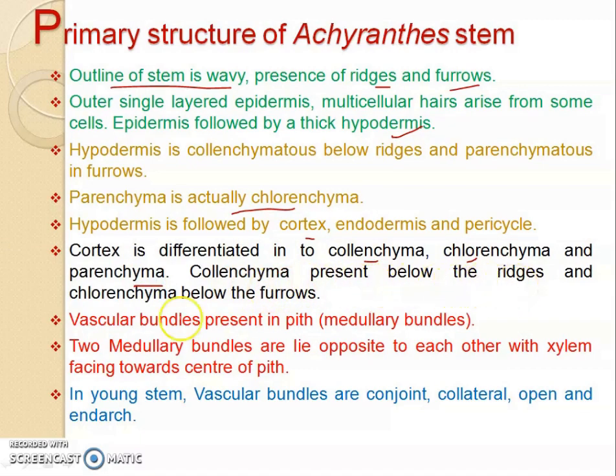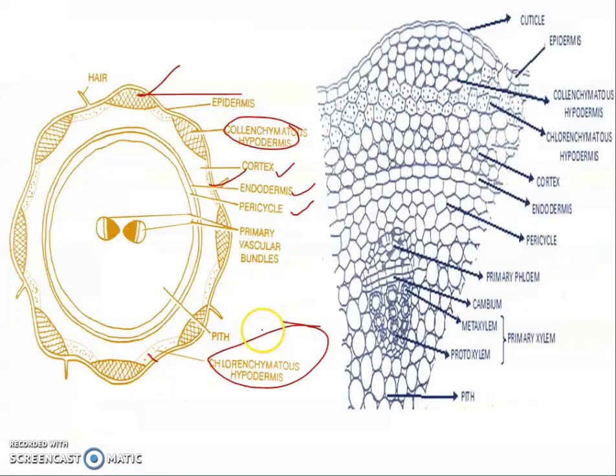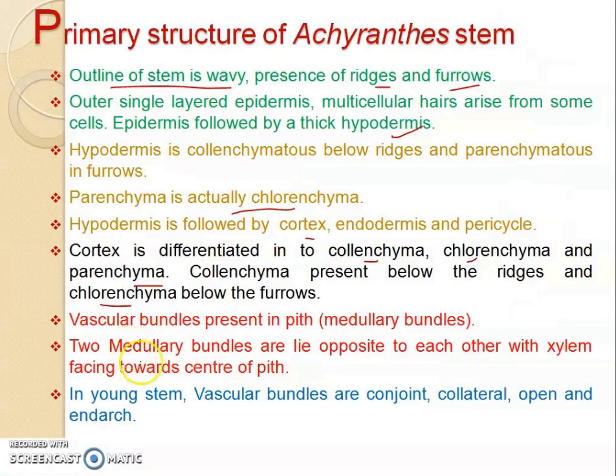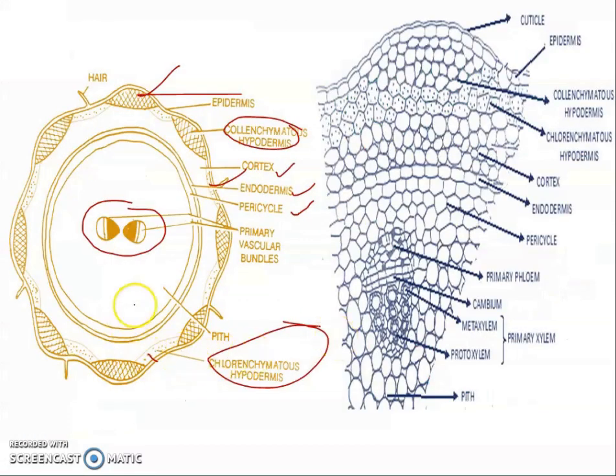Collenchyma is present below the ridge and the chlorenchyma below the furrow. Further, vascular bundles are present in the pith. Here, these are 2 vascular bundles which are present in the pith region. This is the pith region. So these vascular bundles are known as the medullary bundles. So 2 medullary bundles lie opposite to each other, facing the xylem towards the inner side.